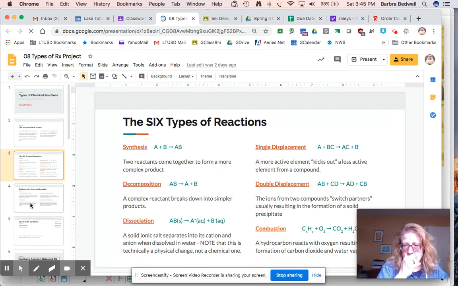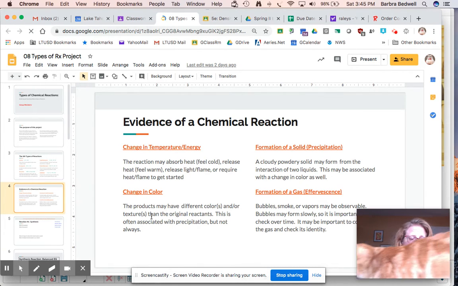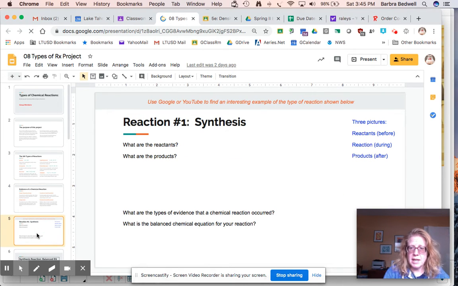There's also a slide in here that tells you what the different signs of a chemical reaction are. Like, how do you know if a chemical reaction is occurring, or if it's just some sort of physical change? Again, that's just some background information. And then you get into the 6 different slides themselves.